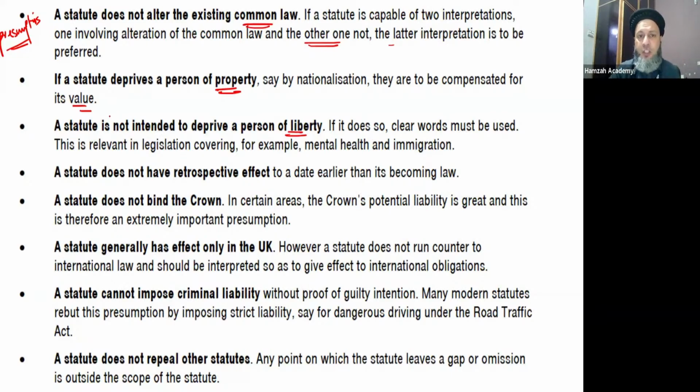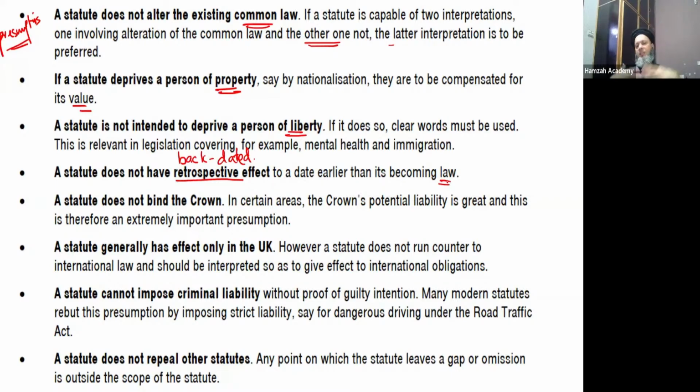So if a statute is worded in such a way that it is taking somebody's liberty, the judge will not take that interpretation. A statute does not have retrospective effect. Retrospective, this word we will be using quite some times in our course. It means backdated, to a date earlier than it becoming a law.